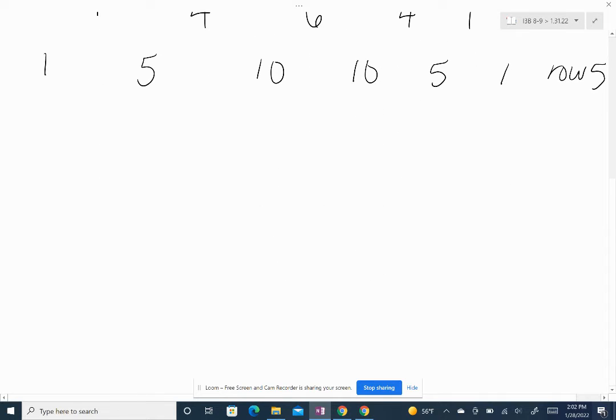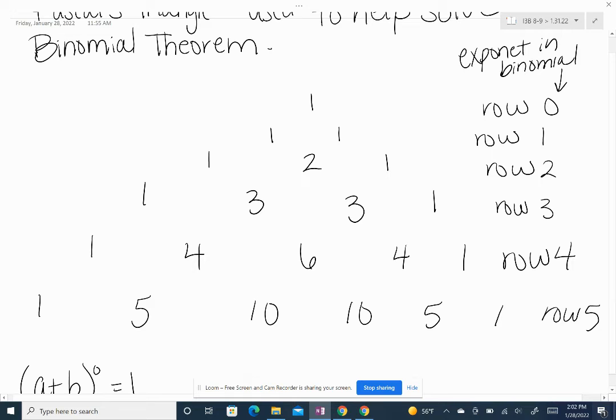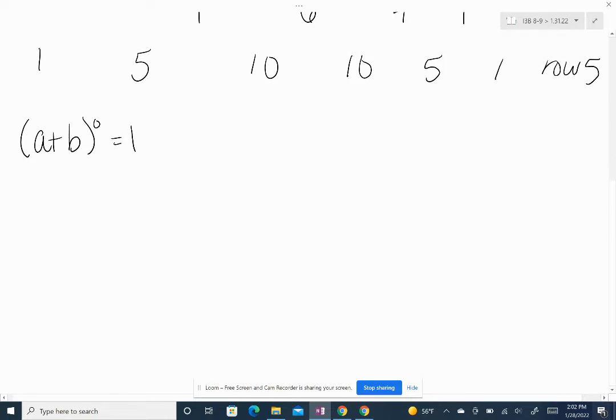Okay. So let's say I have a plus b. If it's to the power of 0, anything to the power of 0 is 1. That will always be true, no matter what. Anything to the power of 0 is 1. That's why we started off at row 0, and that's why we end up getting a 1. Okay, so let's say we have a plus b to the power of 1. Anything to the power of 1 is itself.